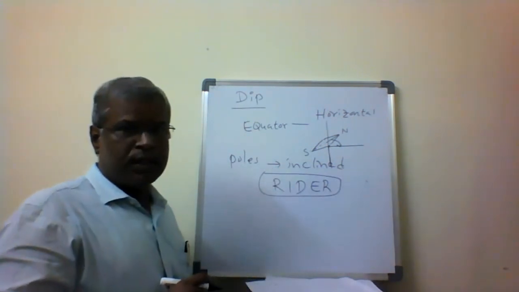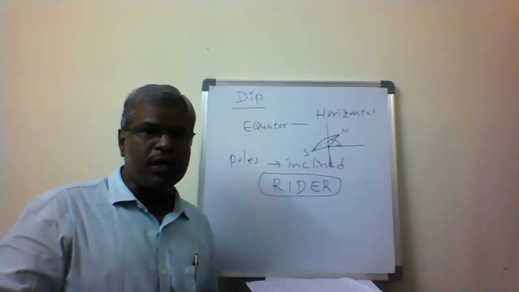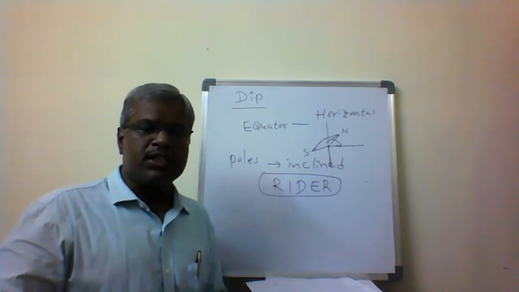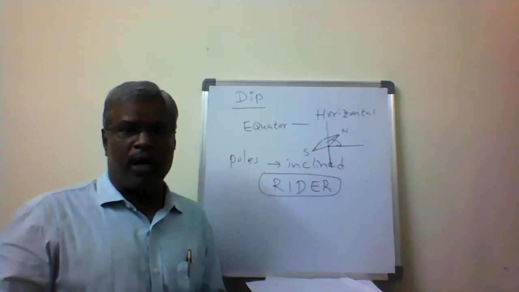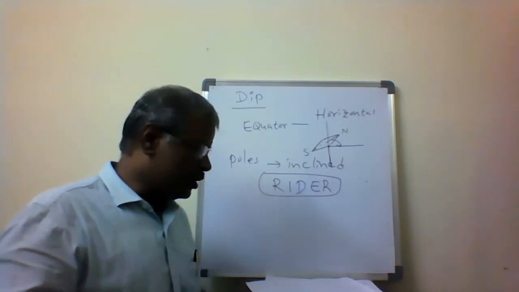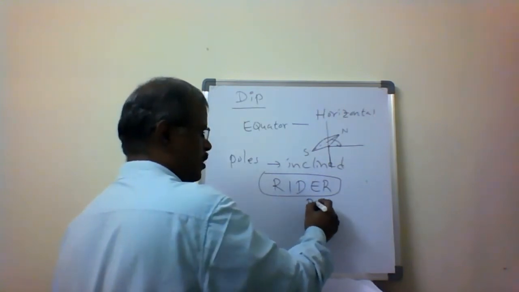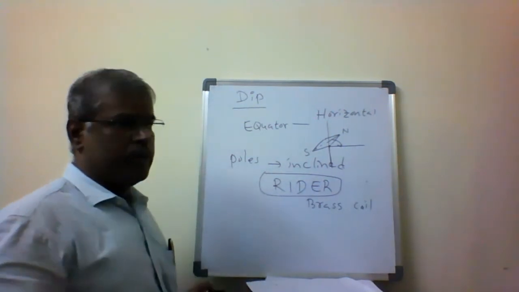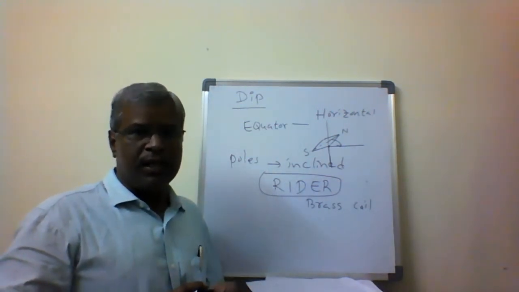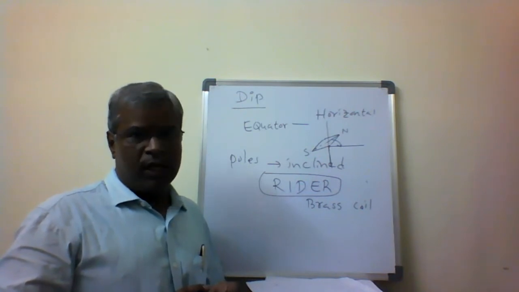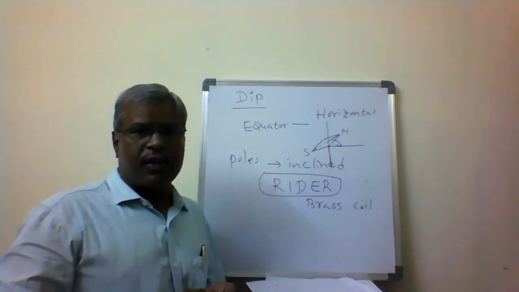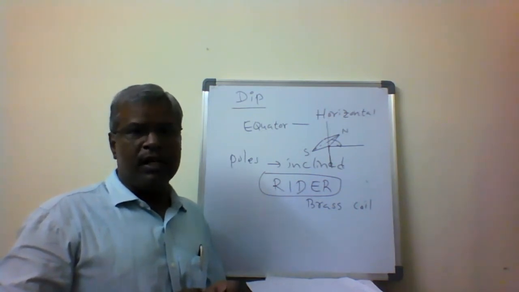A rider will be placed on the magnetic needle in such a way that the needle is always perfectly horizontal. If it is freely suspended, it is going to be balanced in a horizontal position. The rider is made up of brass or silver coil. Rider means we are going to place it under the needle, so that the needle comes into the horizontal position.